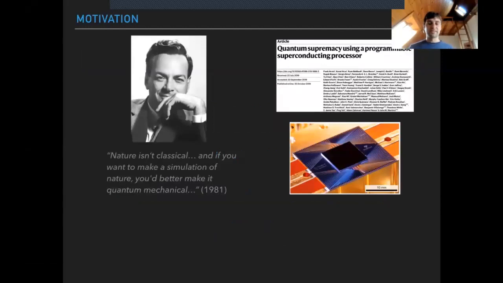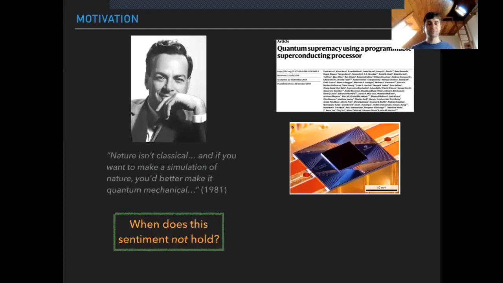So I think a good place to start is this quote by Richard Feynman from the early 1980s, in which he points out that nature is quantum, not classical. So if we want to simulate nature, it makes sense to make the simulation itself quantum. And the sentiment and the underlying assumption that interesting quantum systems are generally hard to simulate classically is one of the driving motivations of the field. So it makes sense to try to understand how much we can actually push back against this sentiment and try to find interesting examples of quantum systems and quantum circuits which actually do admit efficient classical simulations.